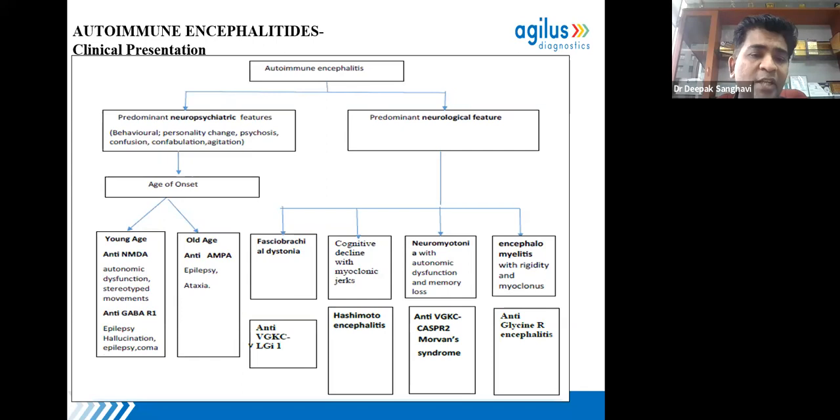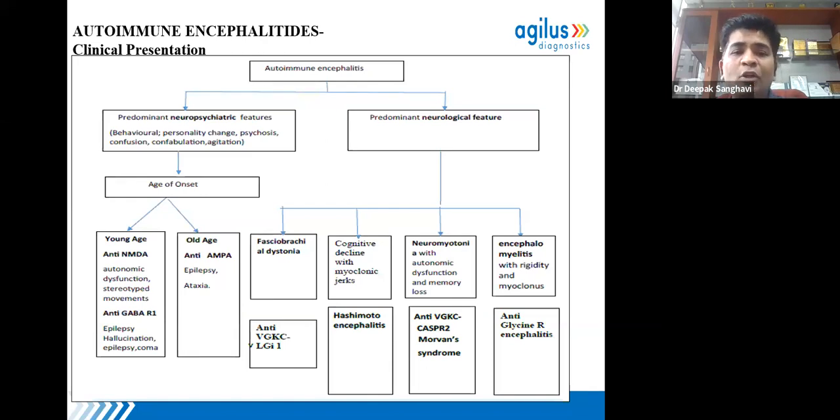If the patient is a young child, then the most common conditions found are mainly the NMDA receptor antibodies, and second is the GABA receptor antibodies. Such NMDA receptor patients will have autonomic dysfunction and stereotyped movements, while the GABA patients will have more of epilepsy, hallucinations, and coma. If the patient is of old age and has neuropsychiatric features, the most commonly found antibodies are anti-AMPA antibodies. The patient may have epilepsy and ataxia.